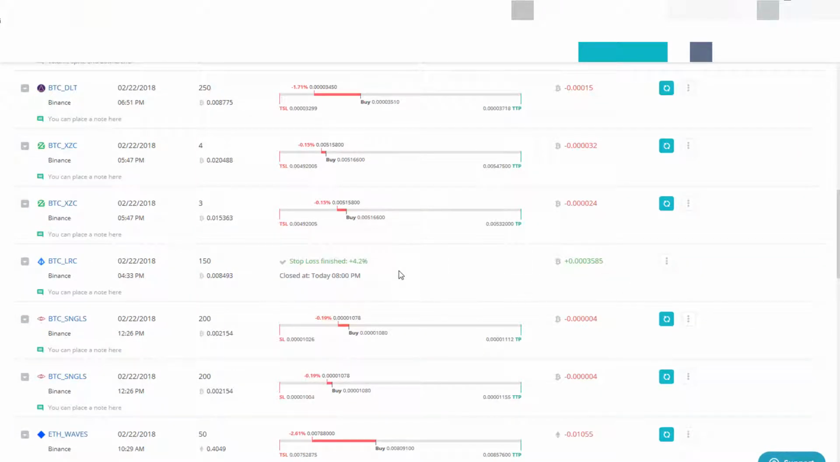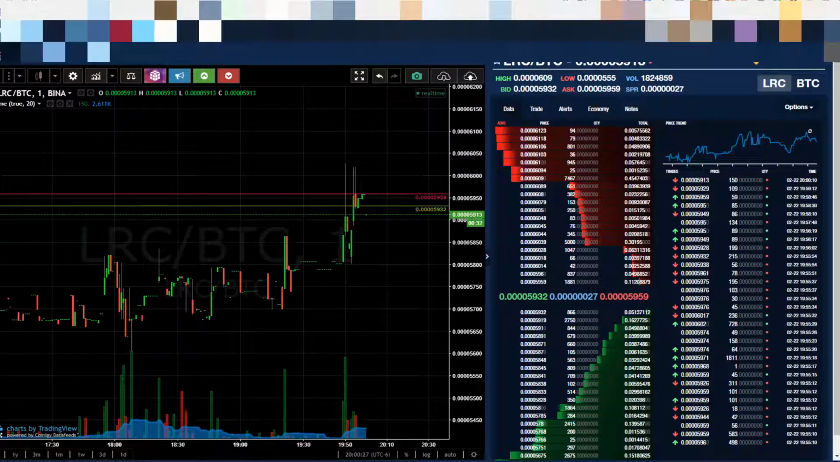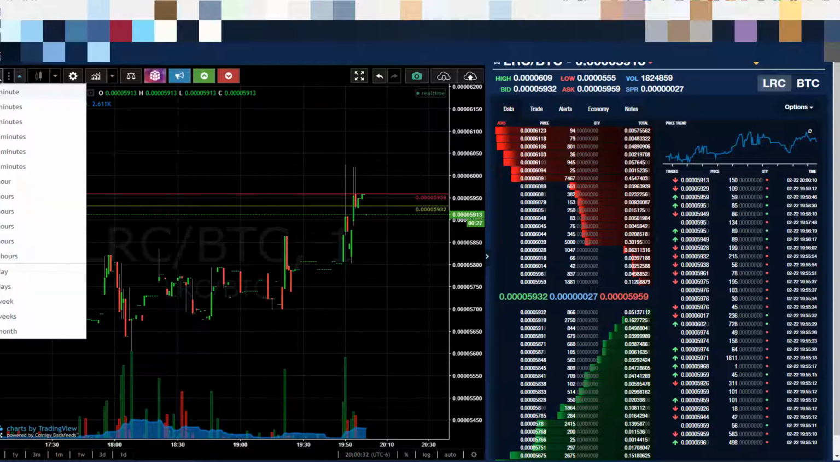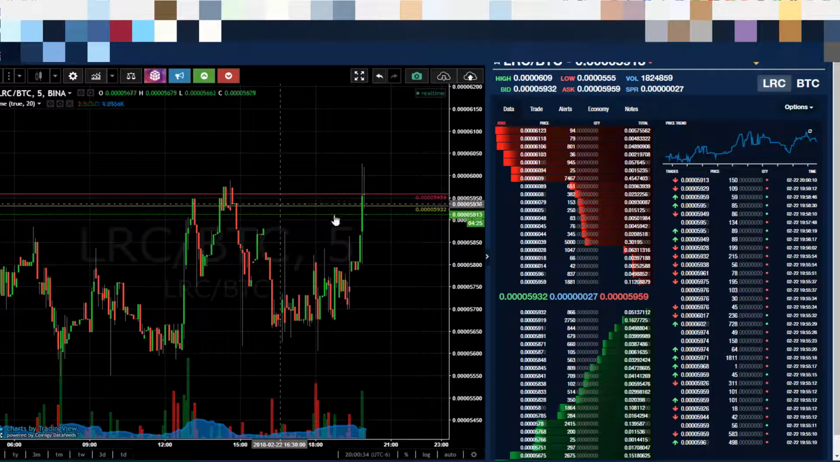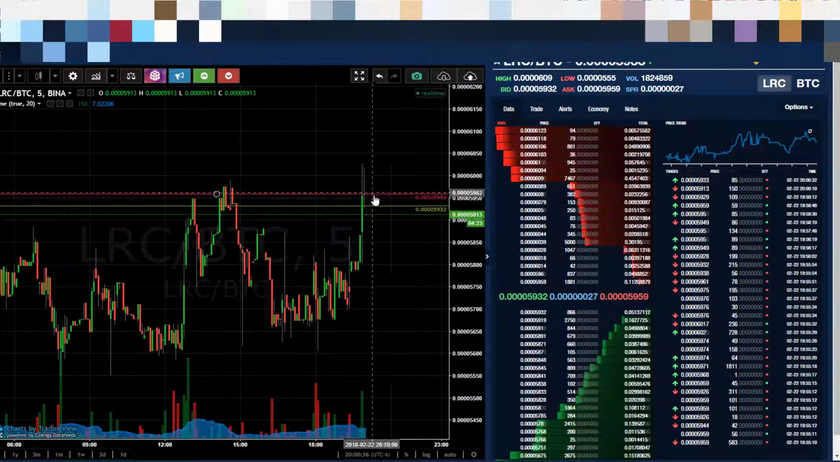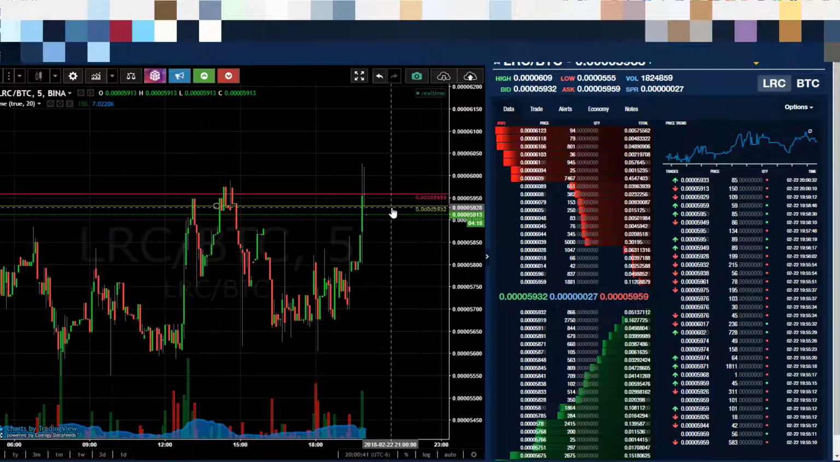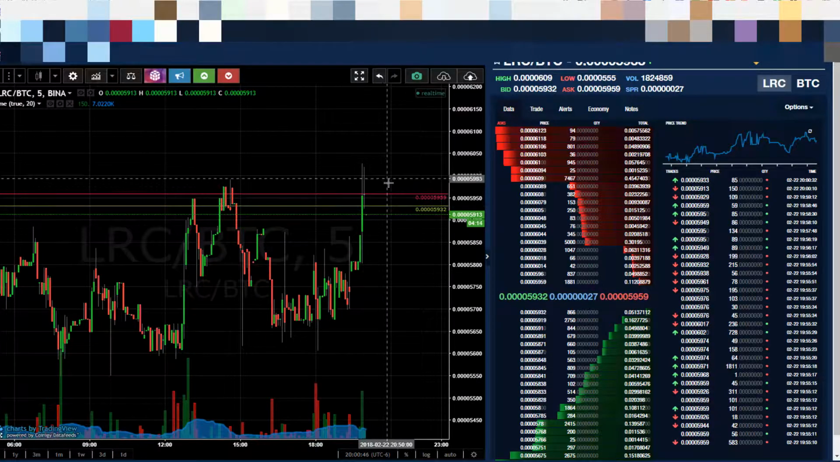All right, so you'll see our stop loss was finished and we got stop lossed out of this position at 4.2%. So let's look at the chart just to see what happened and see if we can see anything on the 5-minute. So obviously it lost steam here, right? And then the price drifted down and it stopped us out, right? We did not hit our take profit level, but it looks like it's losing steam.